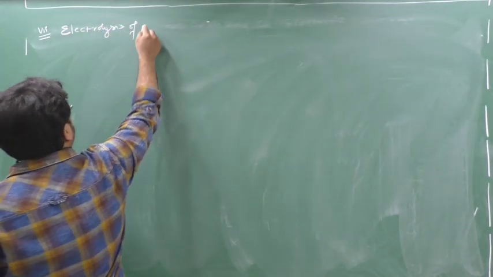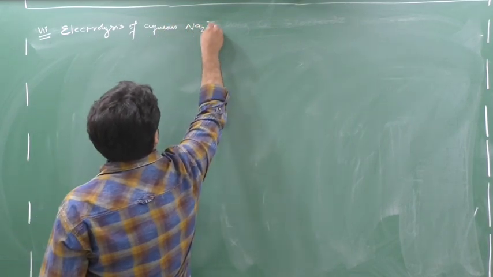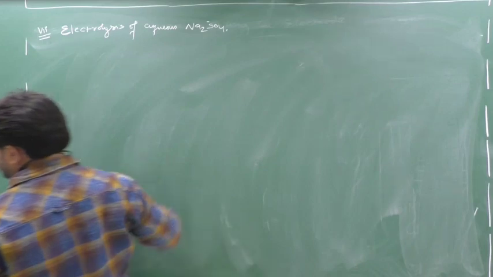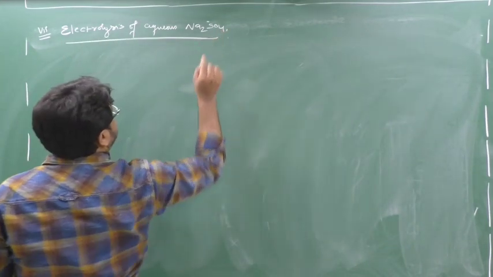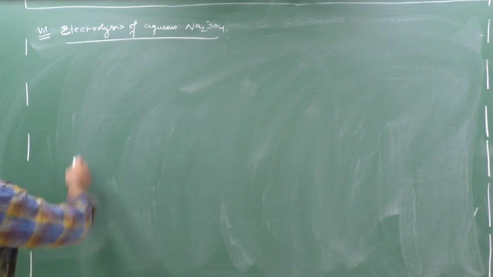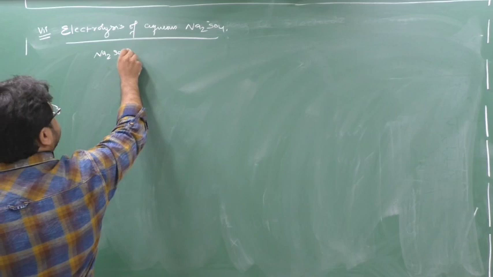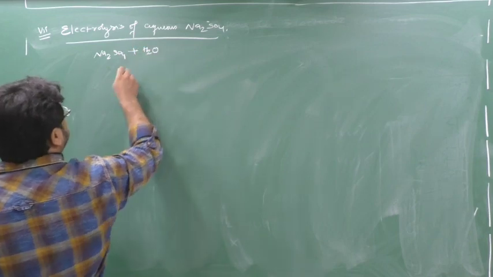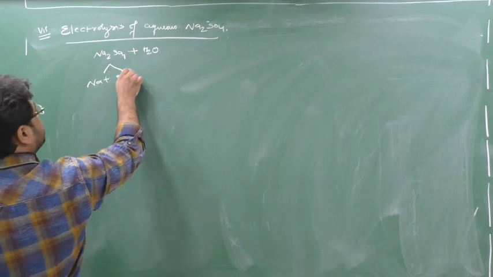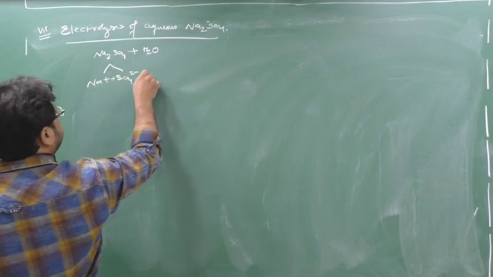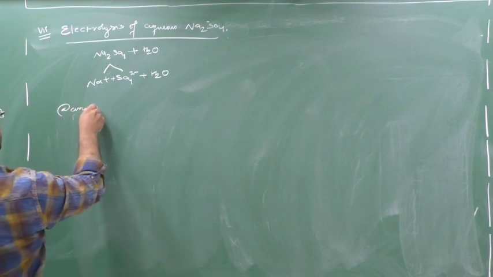Electrolysis of aqueous Na2SO4. Okay, this is important. Now here we have Na2SO4 in an aqueous state, means water will also come. So I will separate it: that is Na+ and SO4 2-, and I also have water here. So at the anode oxidation occurs.